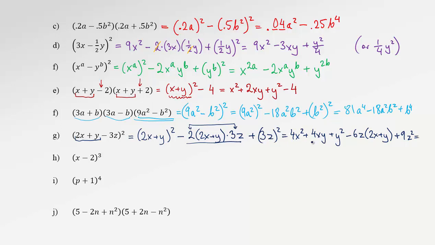Okay, so since we don't have any like terms yet, let's just arrange our polynomial according to decreasing order of exponents and alphabetical order. So it will be equal to 4x squared, then it's plus y squared, then it's plus 9z squared, and then we have plus 4xy, and then we multiply these brackets, so it's negative 12xz and negative 6yz. Final answer.